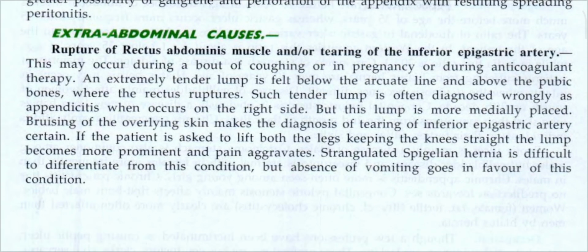Extra-abdominal causes. Rupture of the rectus abdominis muscle or tearing of the inferior epigastric artery. This may occur during a bout of coughing or in pregnancy, or during anticoagulant therapy. An extremely tender lump is felt below the arcuate line above the pubic bones where the rectus ruptures. Such a tender lump is often diagnosed wrongly as appendicitis when it occurs on the right side, but this lump is more medially placed. Bruising of the overlying skin makes the diagnosis of tearing of the inferior epigastric artery certain. If the patient is asked to lift both legs, keeping the knees straight, the lump becomes more prominent and pain aggravates. Strangulated Spigelian hernia is difficult to differentiate from this condition, but absence of vomiting goes in favor of this condition.